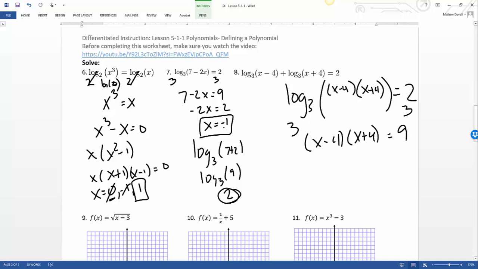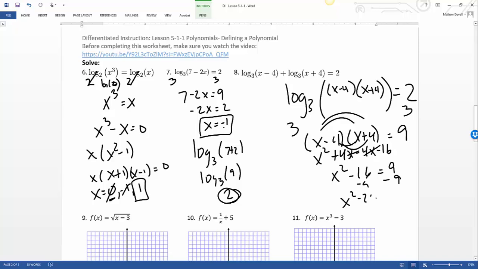So now this is quadratic because I have two x's, but it has to equal 0. So for me to make it equal to 0, I have to multiply everything out. So x squared plus 4x minus 4x minus 16. So that's going to cancel out. So subtract the 9. So then that's going to be x plus 5, x minus 5. So x equals 5 and negative 5.